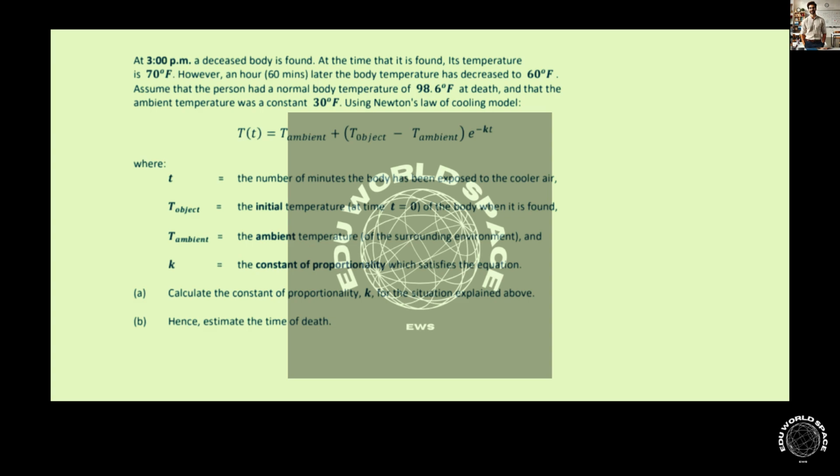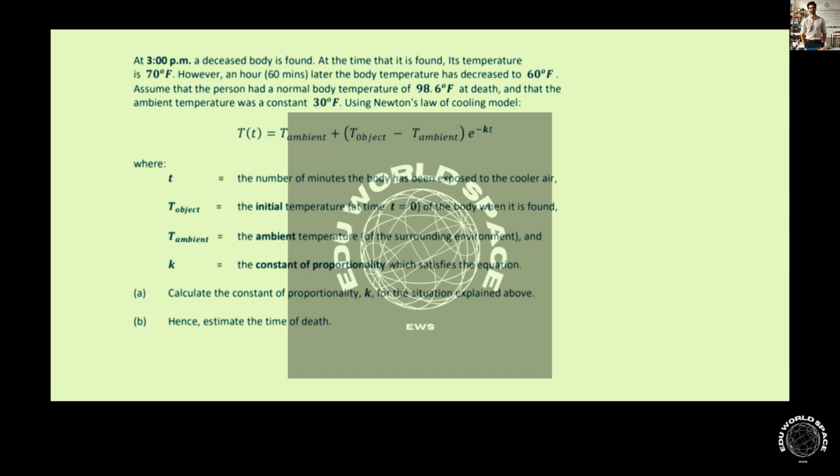If at 3 o'clock a deceased body is found, and at the time it was found the temperature was 70 degrees, but an hour later the temperature decreased to 60 degrees, and the person had a normal body temperature of 98.6 degrees at the death, and the ambient temperature was a constant 30 degrees. So we want to calculate the constant of proportionality of the situation.